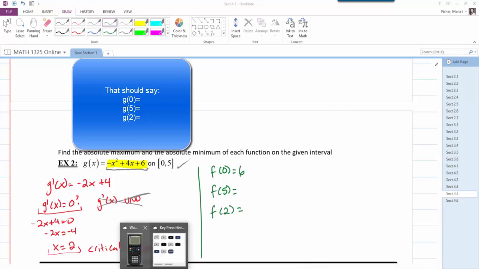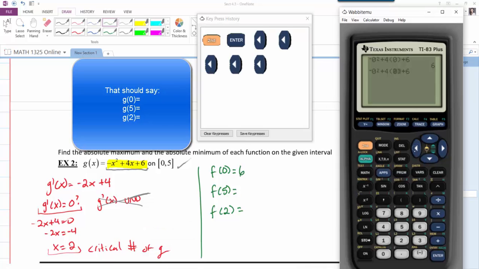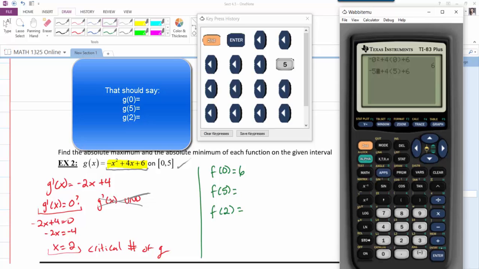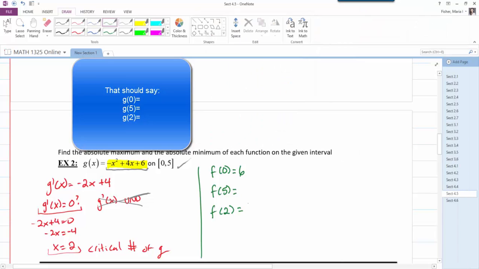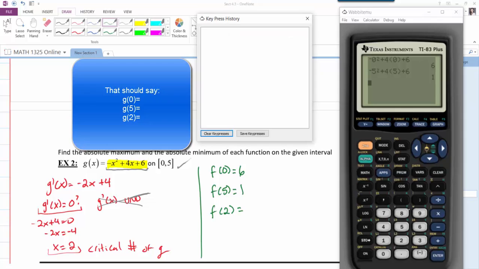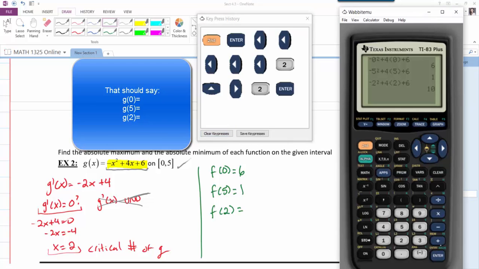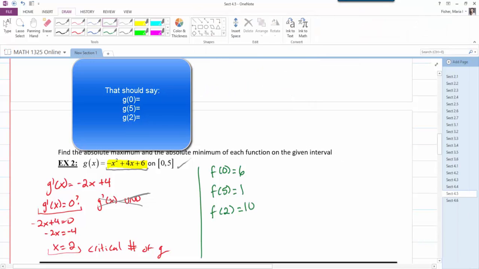Then our next one, I'm going to change my zeros to 5, and I end up with 1. And finally, the last one, I'm going to change my 5s to 2, and I end up with 10. So now, step 4 says, just choose.